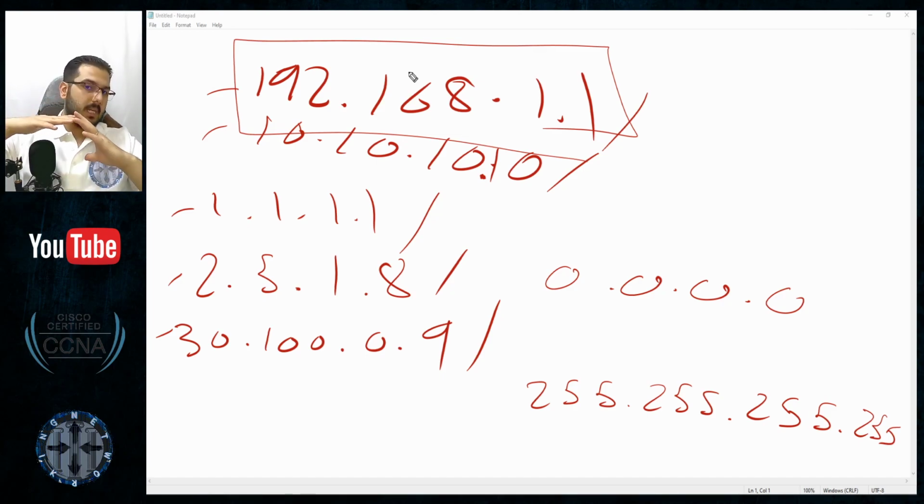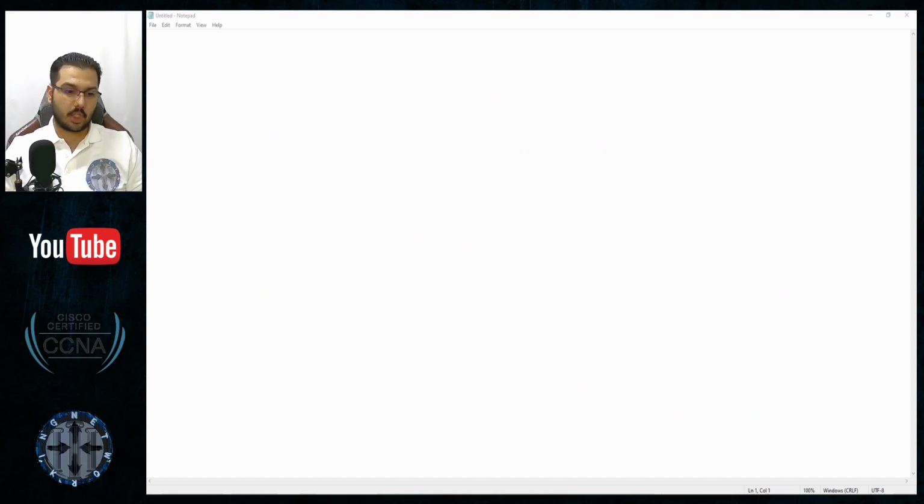So definitely, all of these IP addresses can communicate together. How can I know that? By knowing the subnet mask. So now let's make this formal, let's make this official, and let me tell you the identification of a subnet mask.